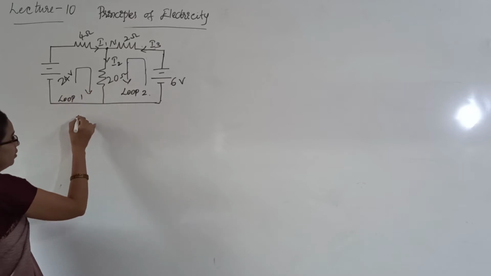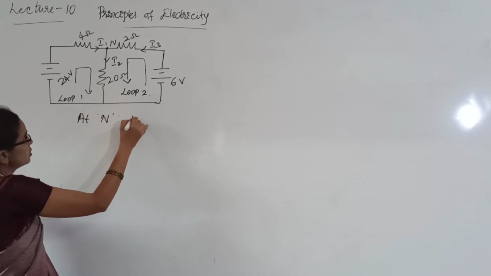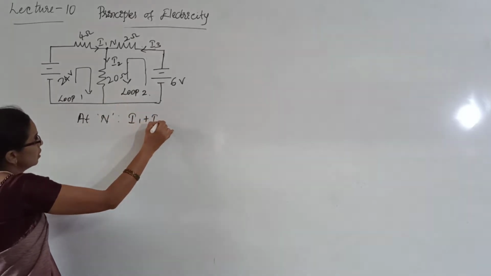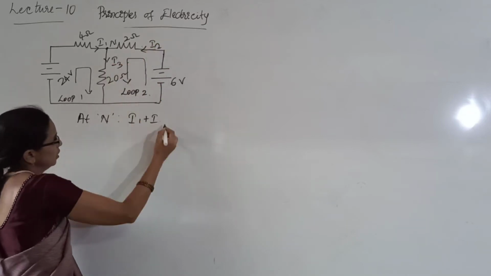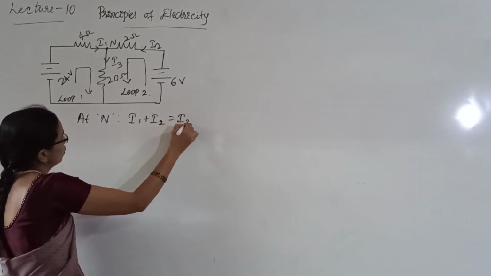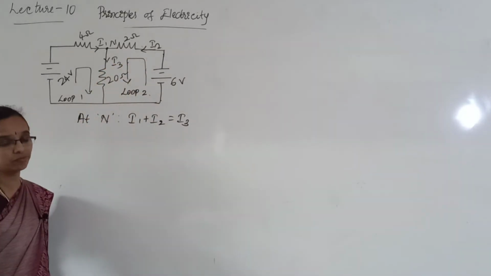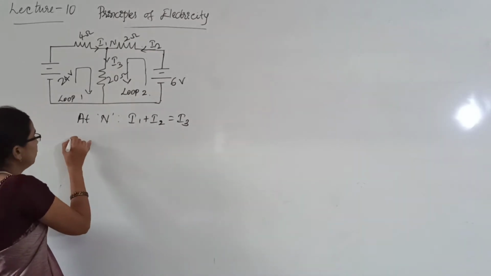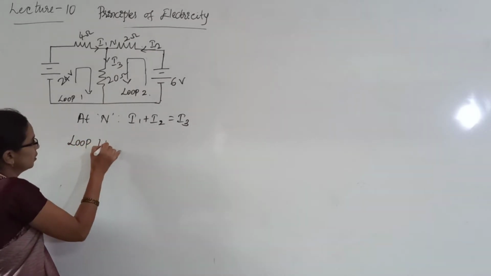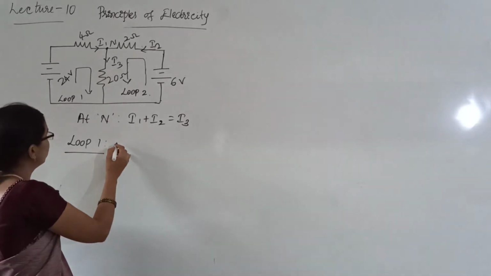At node 1, if I apply KCL, what happens? I1 plus, I will make this as I2 and this as I3, I2 is equal to I3. This is I3, this is I2 now. I have made little changes in the previous problem. So apply KVL for loop 1.